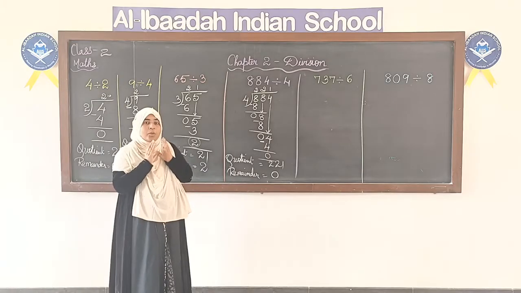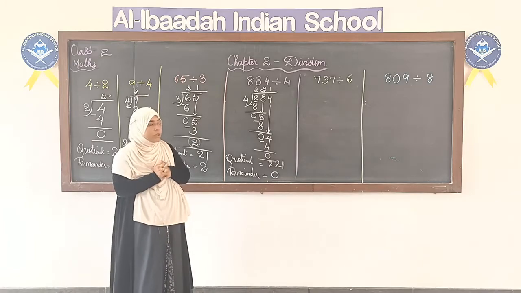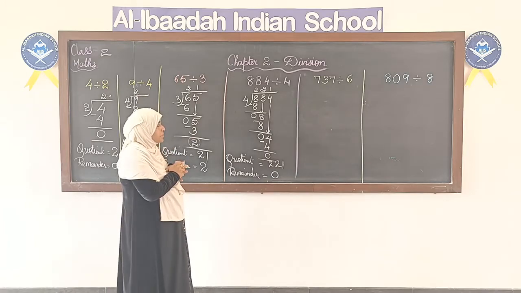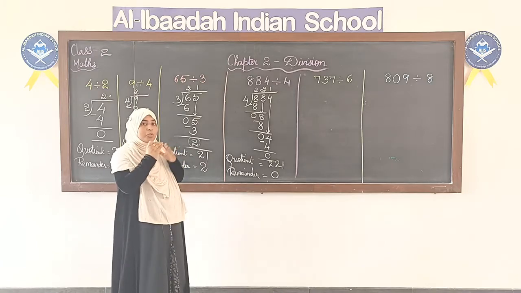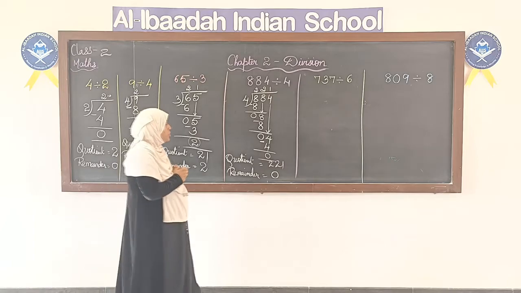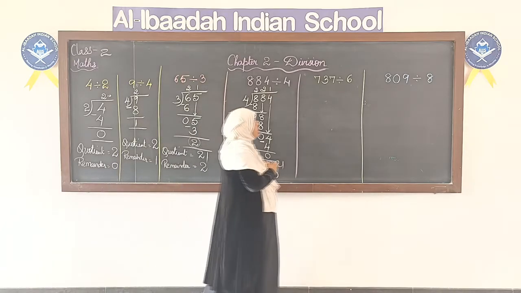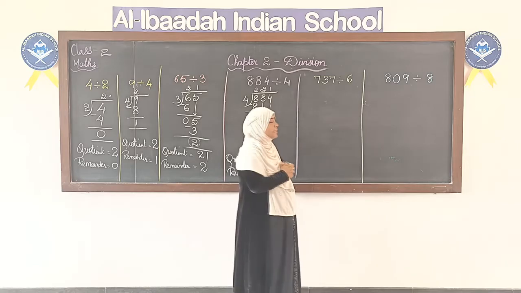We have to divide one digit at a time. Let us try 2 more sums. I think that will be enough for you all to understand how to go step by step with long division. Next, we will divide 737 with 6.